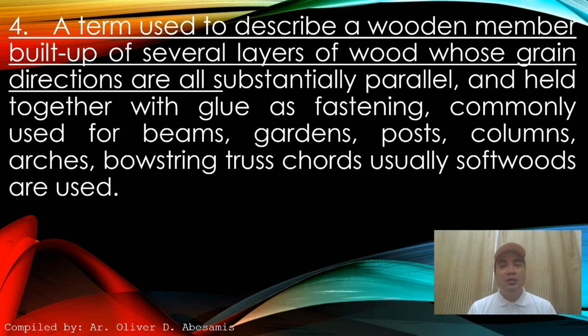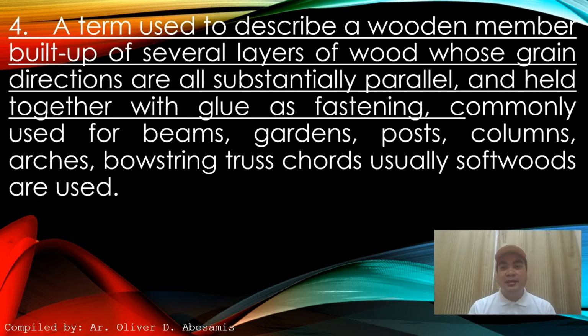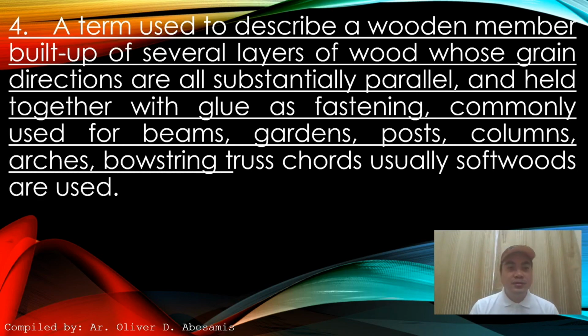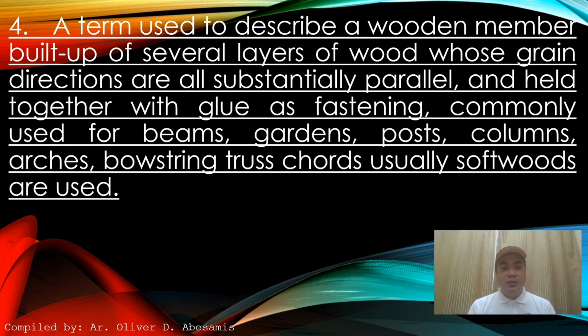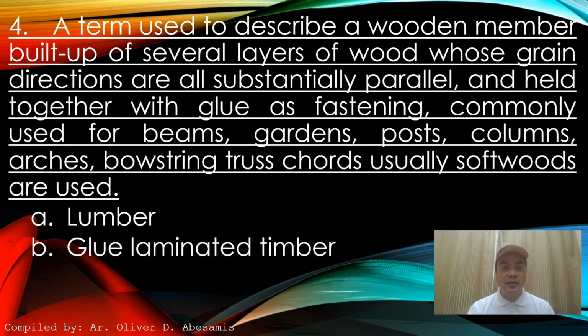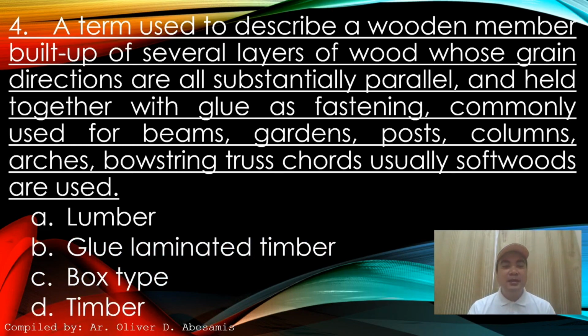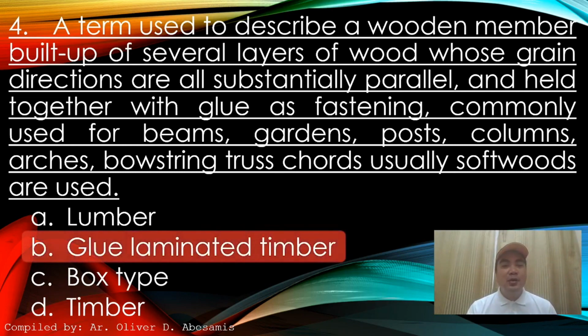Next, a term used to describe a wooden member built up of several layers of wood whose grain directions are all substantially parallel and held together with glue as fastening, commonly used for beams, girders, posts, columns, arches, bowstring truss chords. Usually softwood is used. A. Lumber. B. Glue laminated timber. C. Box type. And D. Timber. Answer? B. Glue laminated timber.